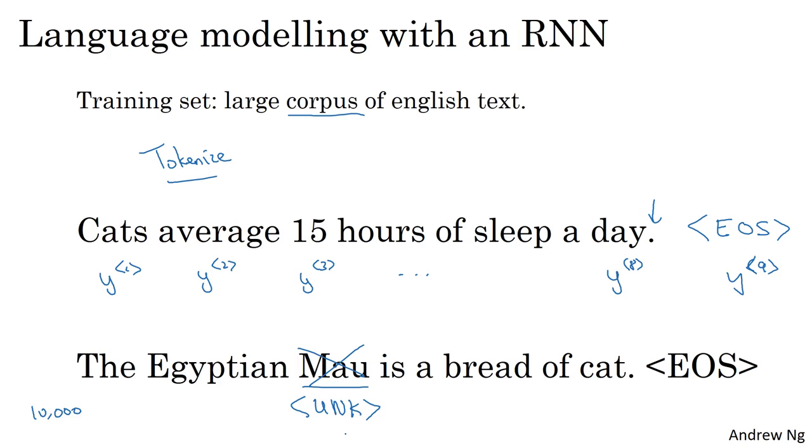Having carried out the tokenization step, which basically means taking the input sentence and mapping it to the individual tokens or the individual words in your vocabulary, next let's build an RNN to model the chance of these different sequences. And one of the things we'll see on the next slide is that you end up setting the inputs xt to be equal to y of t minus 1.